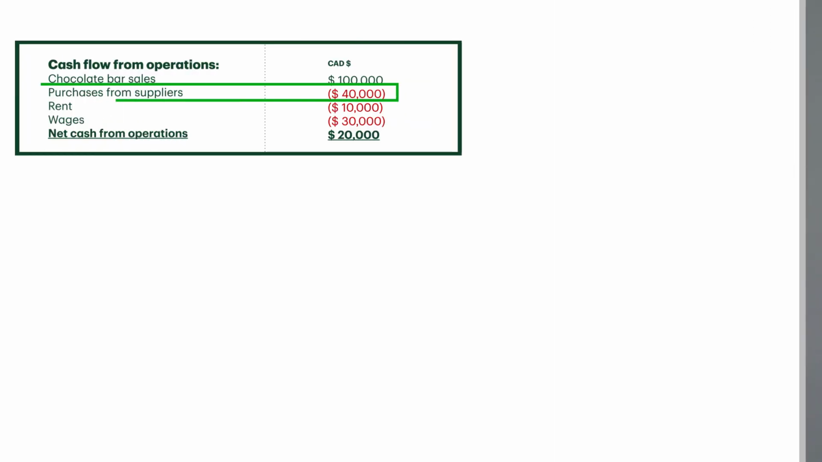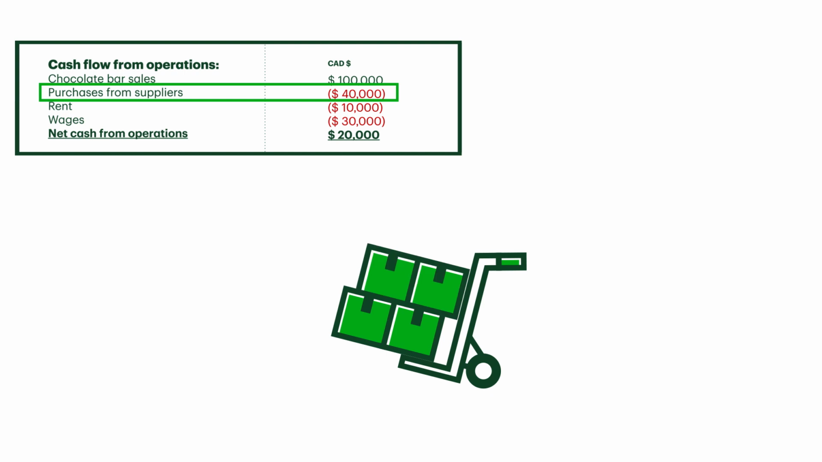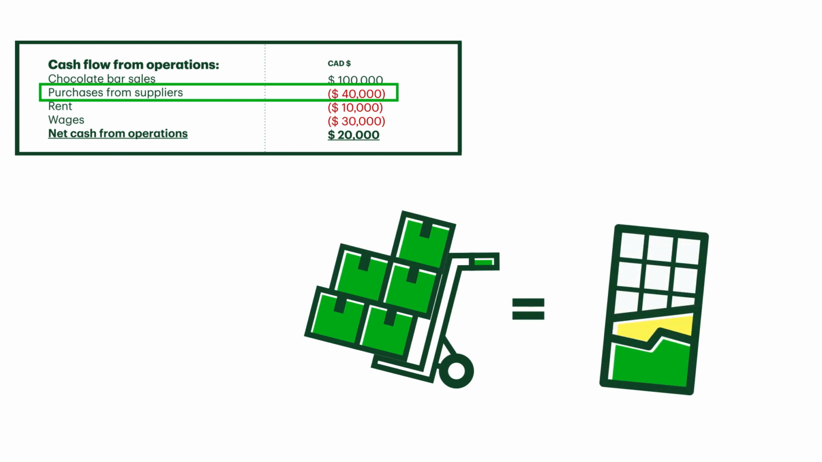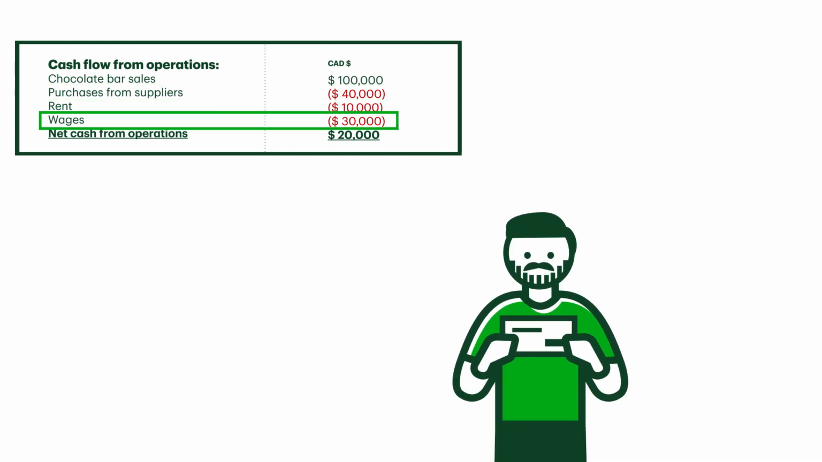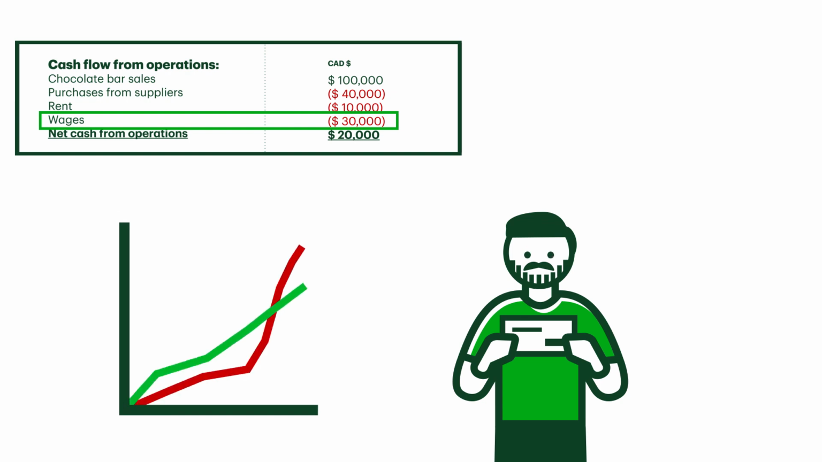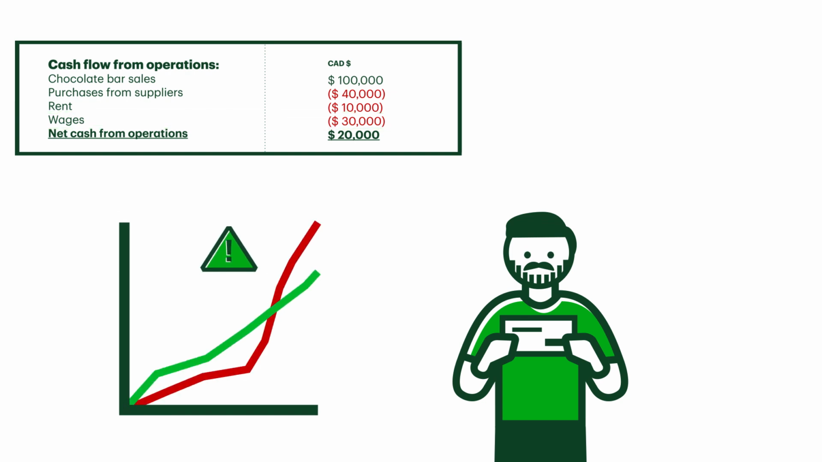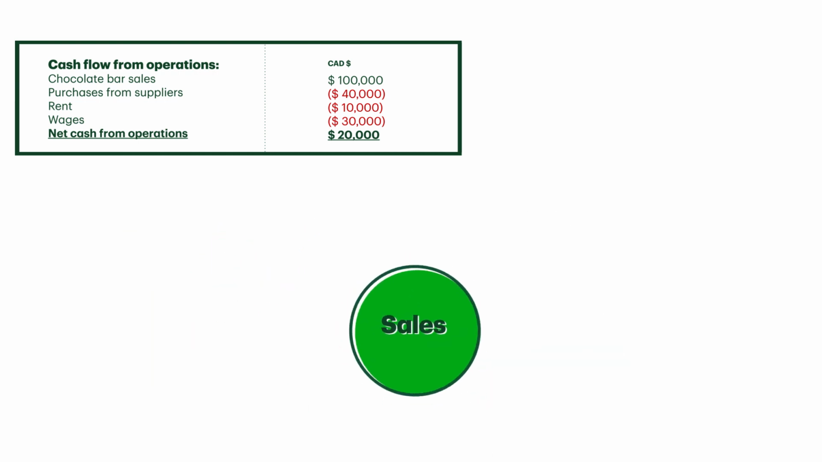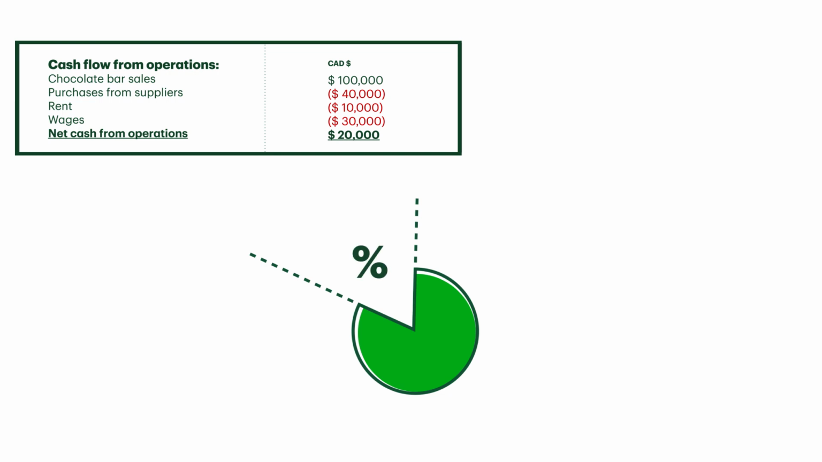Our chocolate maker's biggest expense is buying supplies to make chocolate bars. The next is employee wages. It makes sense that these numbers would also increase as the company grows. However, it would be a problem if these expenses grew faster than sales. One way to track this is by converting each expense into a percentage of sales. This also makes it easier to compare cash flow statements across different time periods and to those of competitors.